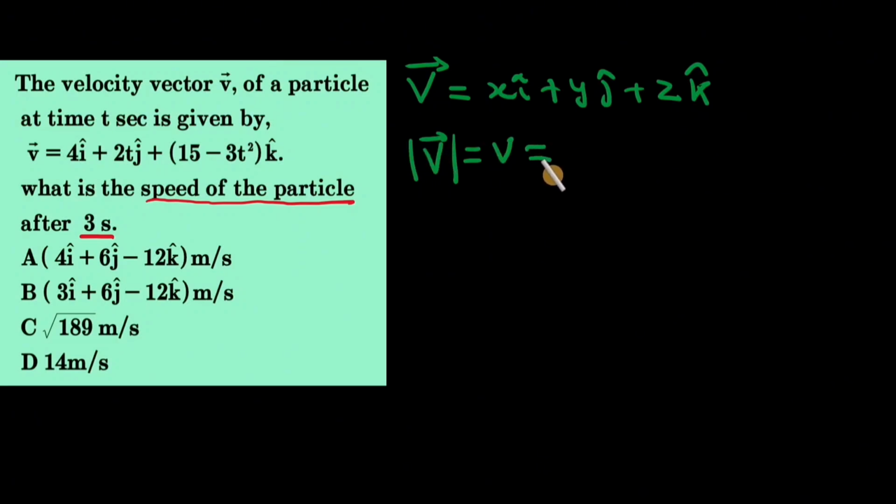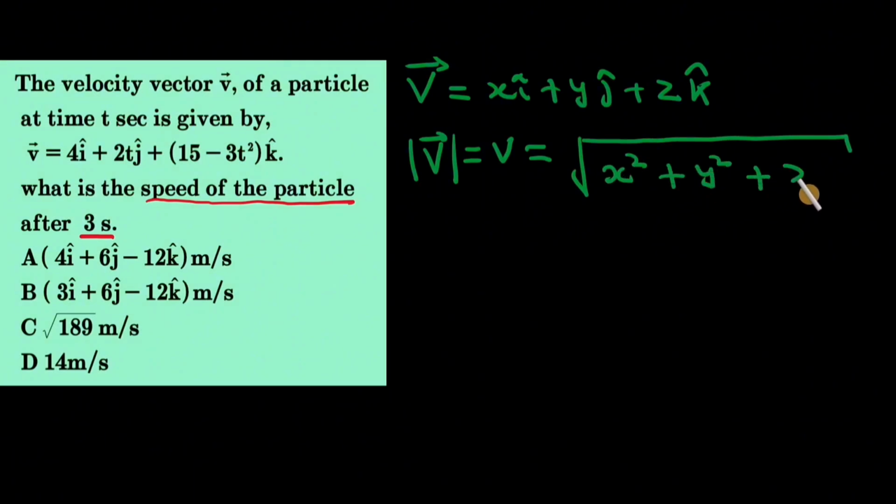This is the same as the square root of the x component squared plus the y component squared plus the z component squared. So it's just a formula which says that I should square the component x, or the coefficient of the unit vector i, and I should also square the component y, or the coefficient of the unit vector j, and I should also square the component z, or the coefficient of the unit vector k.